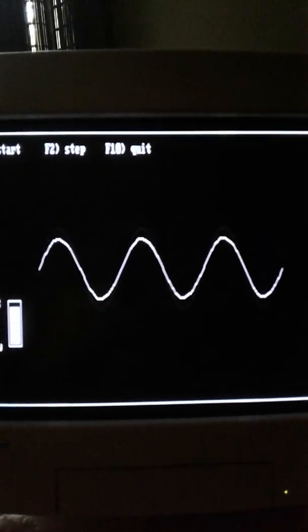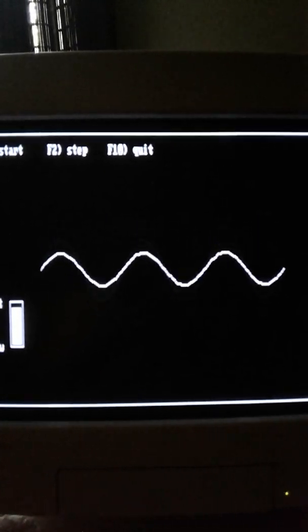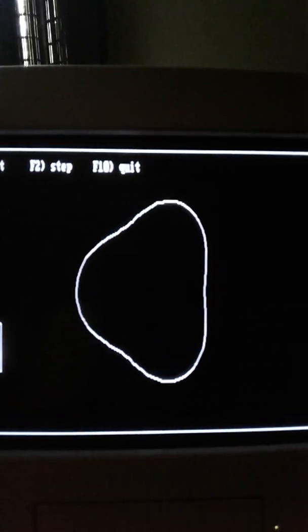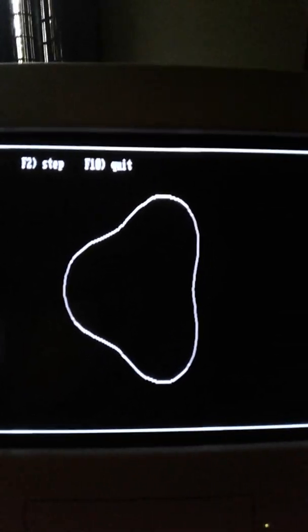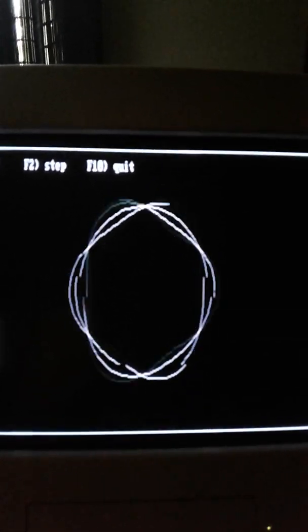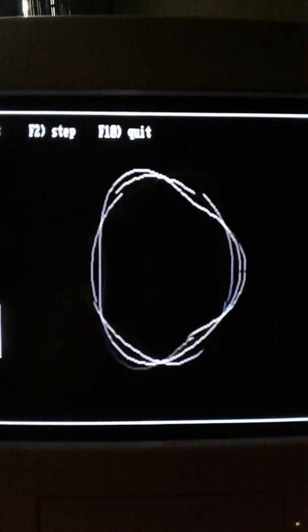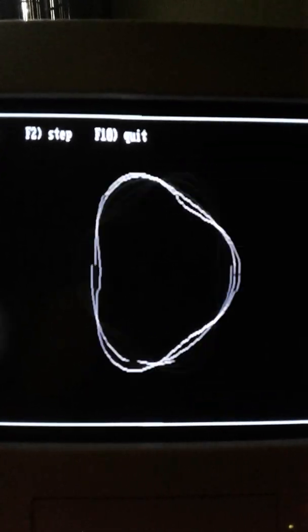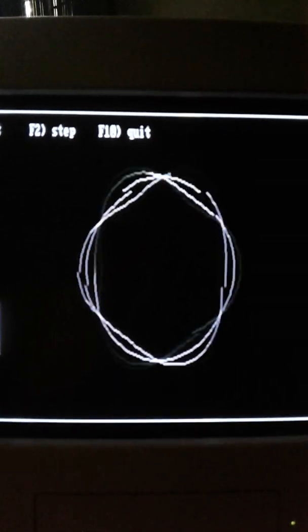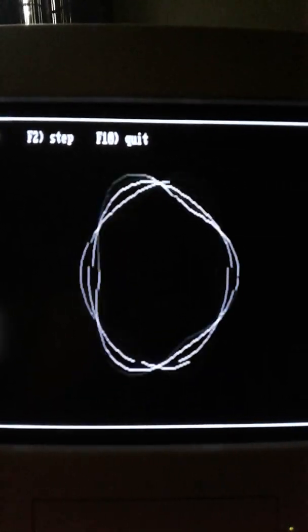Three full waves. You can sort of see the idea of this cloud idea of the electron here. They're not really moving, they're just clouds.